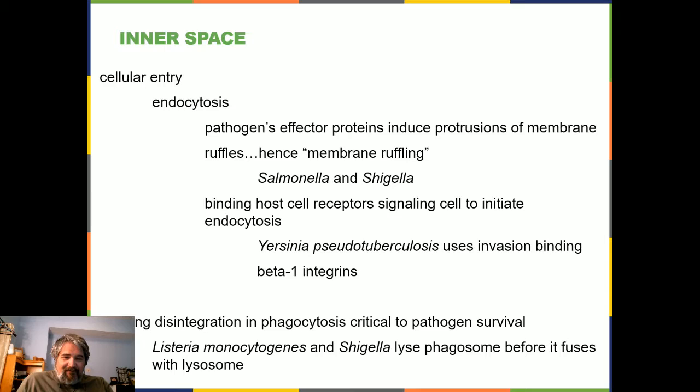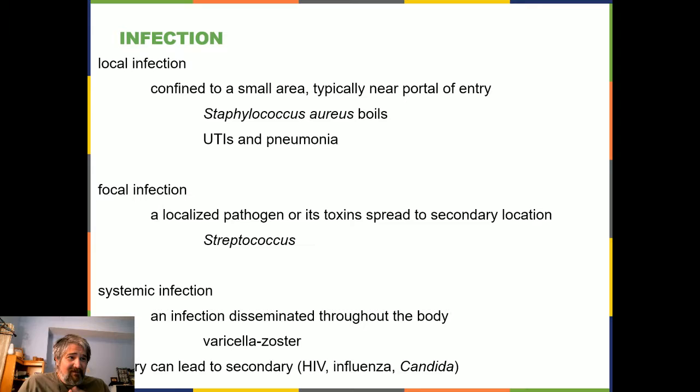Okay, so back to our pathogen cycle. We have infection. Oh, and the infections can be characterized a few different ways. We can have a local infection. These are ones that are confined to a small area, typically near the portal of entry. Staphylococcus aureus, the boils that it can induce, urinary tract infections and pneumonia. These infections tend to be local.